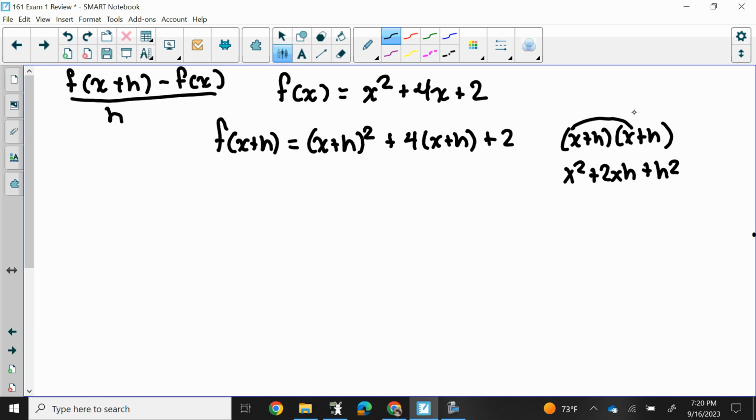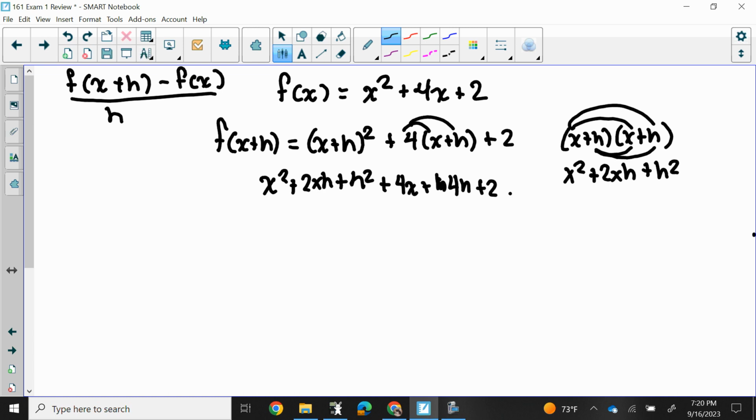X times x is x squared. X times h is xh, and then I do h times x, and then h squared, right? So this is going to be x squared plus 2xh plus h squared, and then I go ahead and distribute this, right? Plus 4x plus 4h plus 2. And then I'm going to subtract f of x. So I'm subtracting x squared plus 4x plus 2, and then I divide it all by h.